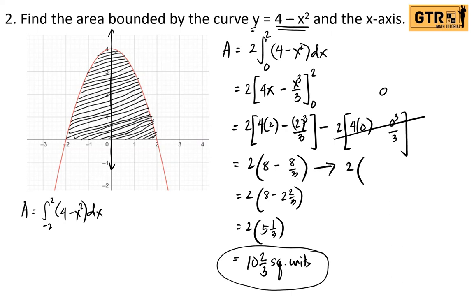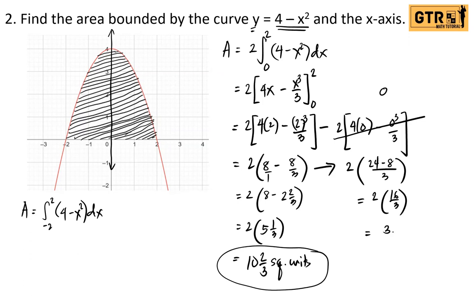Or if you want the answer to be in improper fraction, another answer will be 2 times 8 minus 8 over 3. So just cross multiply this. So cross multiply 8 times 3, that is equal to 24, minus 8 times 1, that is equal to 8, over 1 times 3, we have 3. So the answer will be 2 times 24 minus 8, 16 over 3.